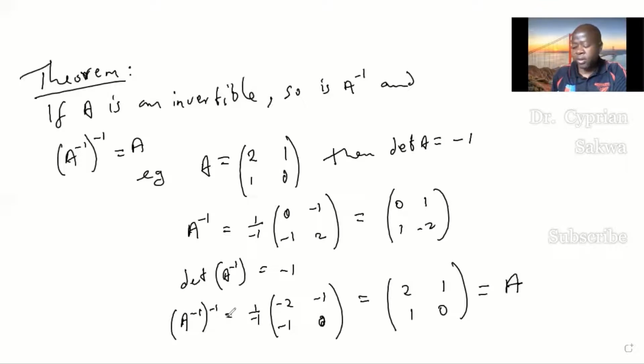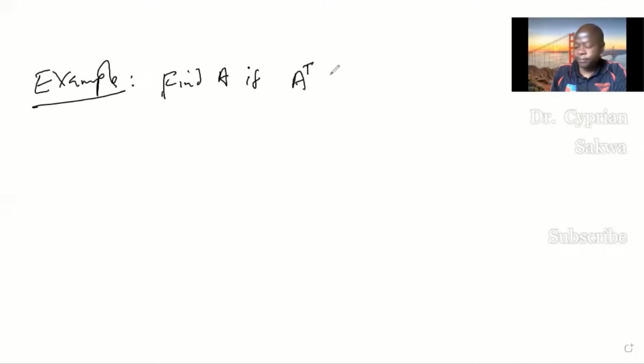That is what these theorems say. So I want us to use the two theorems in the following example. What does the example say? Find A if the inverse of the transpose of A plus 2I, where I is the identity matrix, gives you 4, 1, 1, 0.